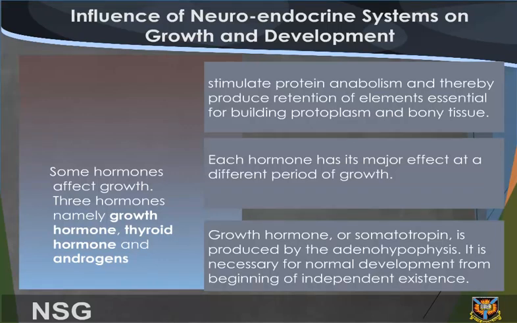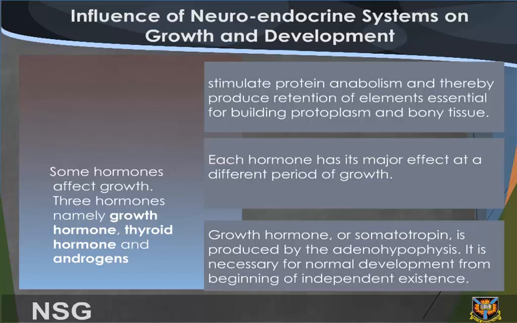Influence of neuroendocrine systems on growth and development. Some hormones affect growth. Three hormones, namely growth hormone, thyroid hormone, and androgens, stimulate protein anabolism and thereby produce retention of elements essential for building protoplasm and bony tissue.